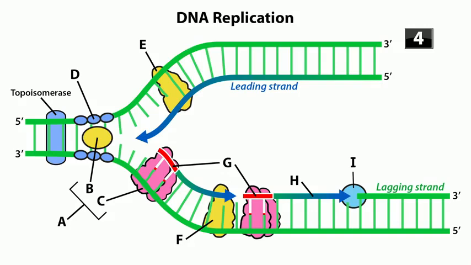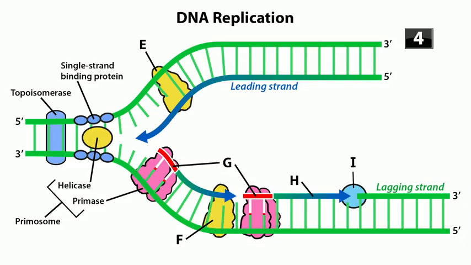So if you haven't already filled in the answers to number 4 in your study guide, which again is prokaryotic DNA replication, pause the video and answer those, and then I'll give you the answers. So A is a structure called a primosome, which is a complex of DNA helicase and primase. So those two together make the primosome. B is DNA helicase. C is primase. D is a single-strand binding protein.